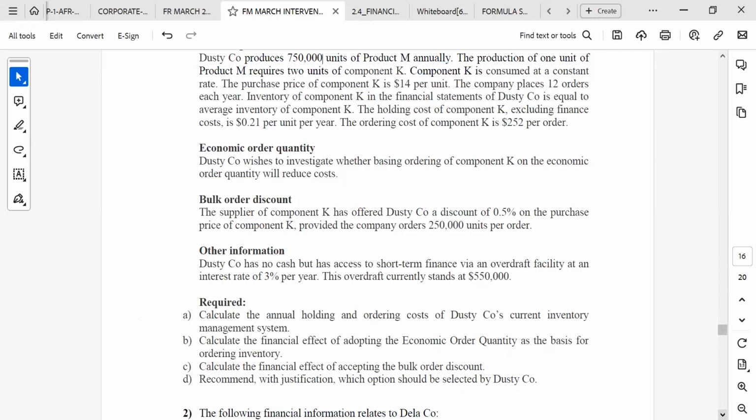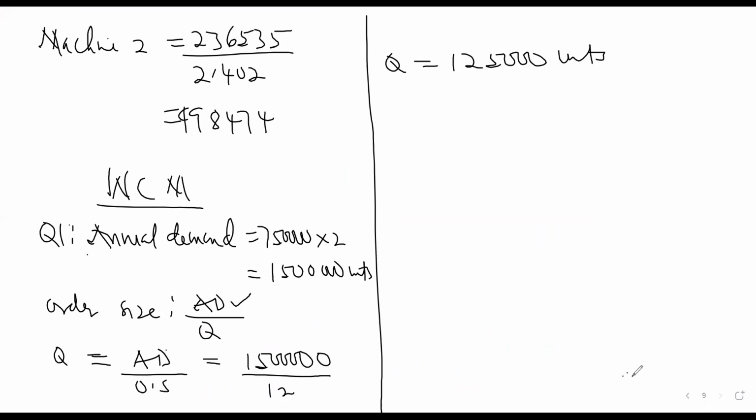They are saying that we should calculate the annual holding and ordering cost of DASTICO's current inventory management system. So this is the current management system for them. We have to come to the ordering cost. How do we calculate the ordering cost? It is the number of orders multiplied by the cost per order. It is the annual demand divided by the quantity, times the ordering cost. So let me just put CO here, cost of order.